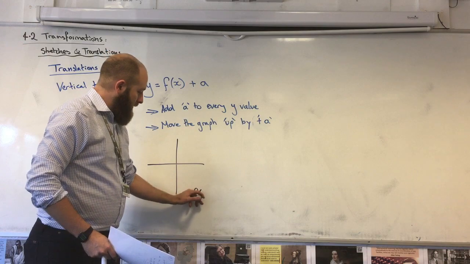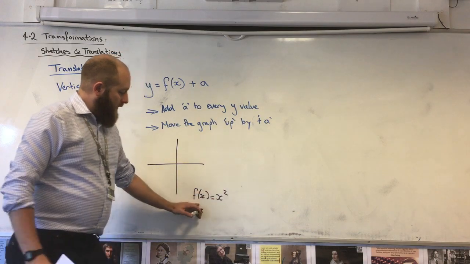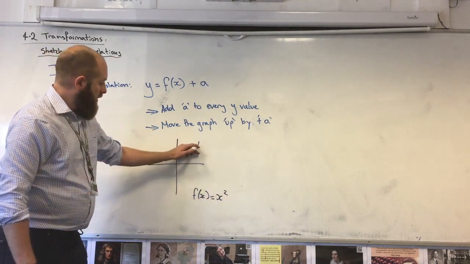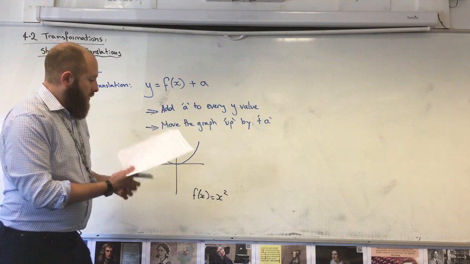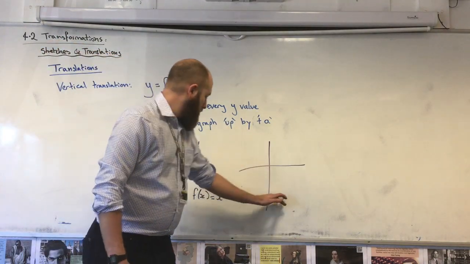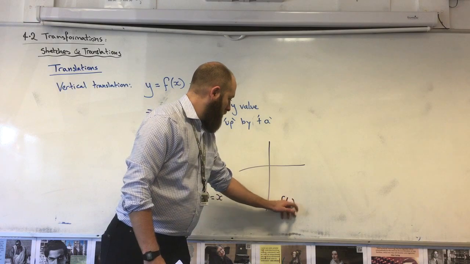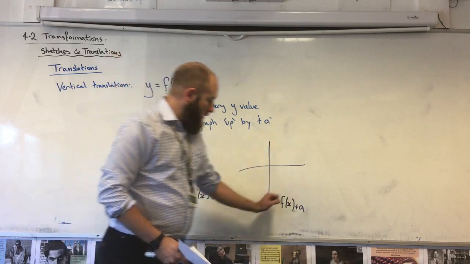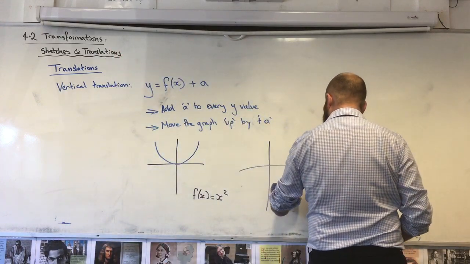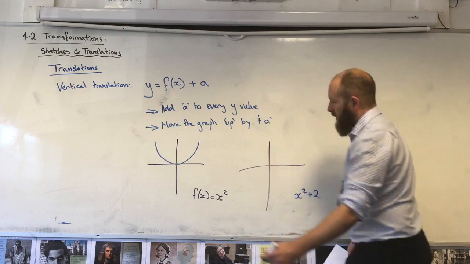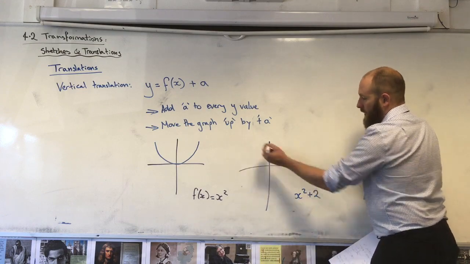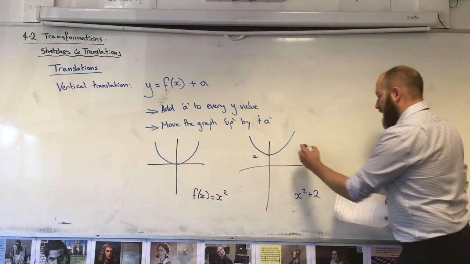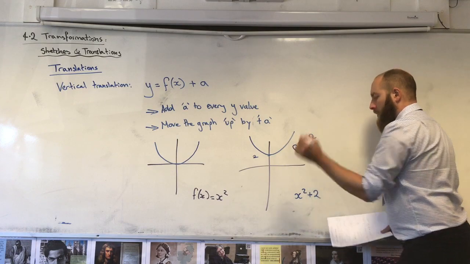So if our original function was y equals x squared, so original function f of x is x squared, so in function notation, our function is x squared. Well, then our translated function, if we say f of x plus a, let's use x squared plus 2. It's going to be the x squared graph moved up by 2. So we can say that's f of x plus 2.